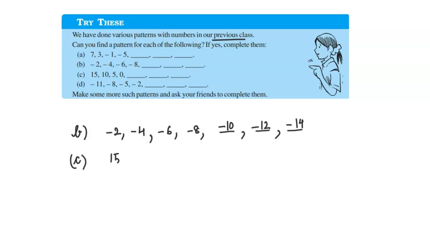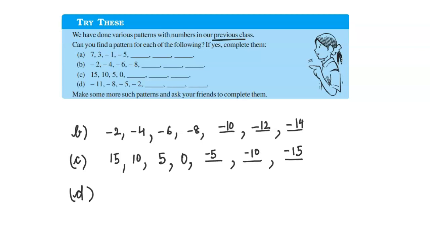It is 15, then 10, then 5, then 0, and then we have 3 blanks. So every time it is decreasing by 5. So here it will be -5. So again decrease by 5, again decrease by 5. So this is the pattern.